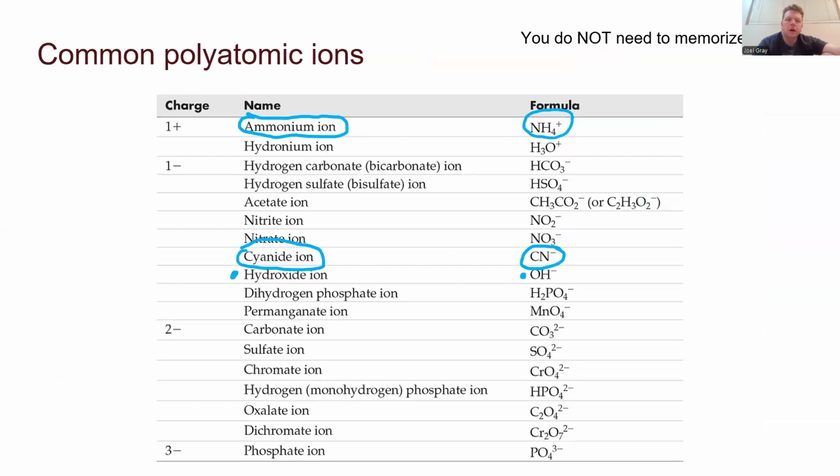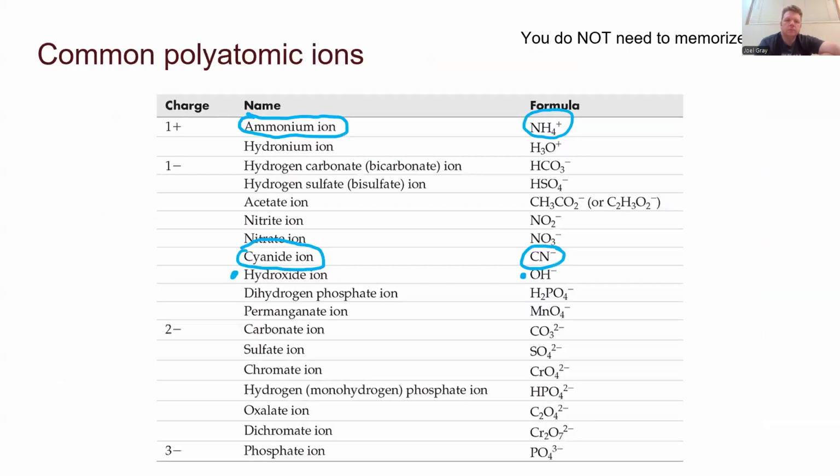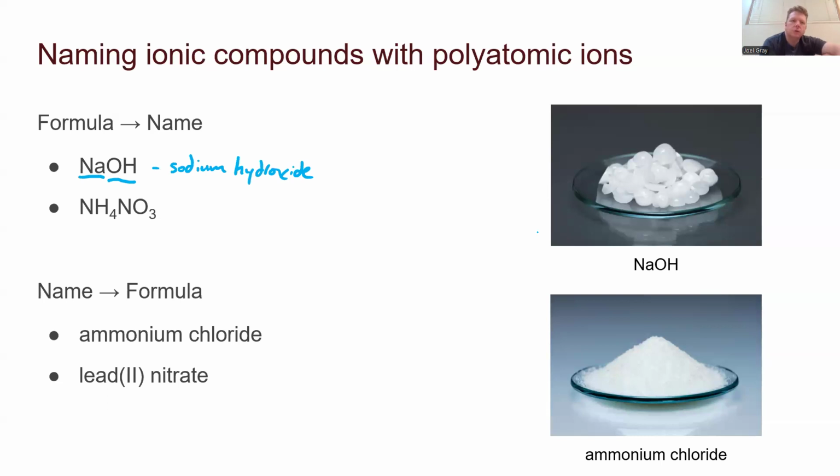Next up, this NH4NO3. You have to be able to recognize the parts of this. That's ammonium right here, NH4, then NO3 minus, nitrate. So this is ammonium nitrate.